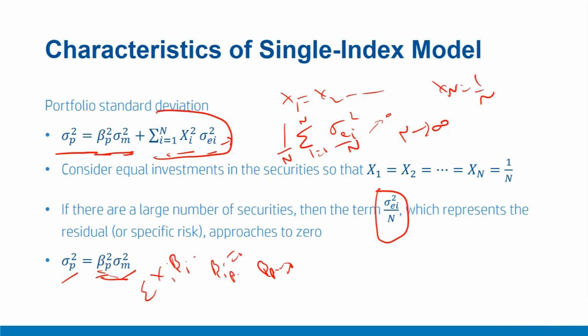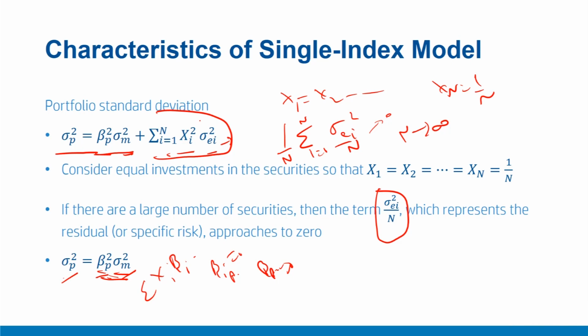Here beta p square sigma m square is the measure of the portfolio's non-diversifiable or systematic risk. Sigma m is independent of the securities, and only the term beta p is dependent on the securities, and on average it reflects the sensitivity of the portfolio constituents towards market risk.